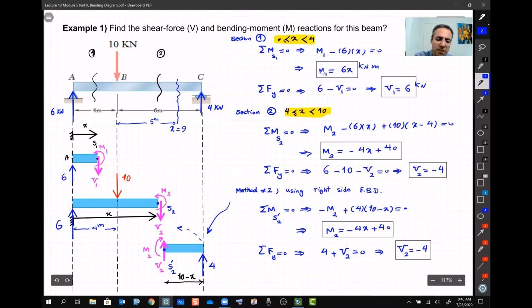But let's take another look at this equation. What is the relation between this M1 and V1? Take a close look at them. M1 is 6x, V1 is 6, right? This 6 here, this 6 here. What about M2? M2 is minus 4x plus 40, and V2 has this minus 4 here, right? Is there any relation between them? Any idea if there is a relation between M and V?